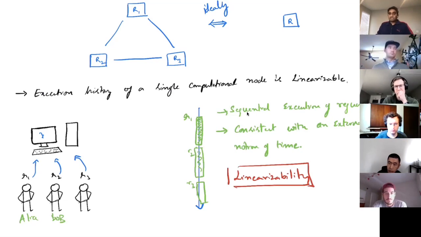So linearizability is where your execution history is linear. It doesn't have forking points. It's essentially a linear sequence of operations starting, executing, and finishing. And not only is it sequential, but it's consistent with the external notion of ordering as well, the external notion of time. So that's linearizability, right?